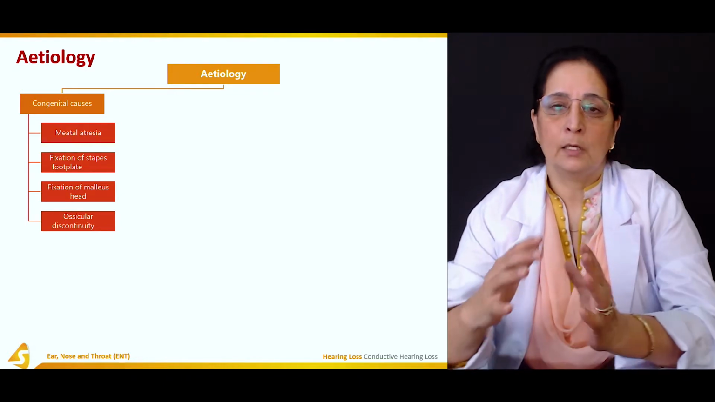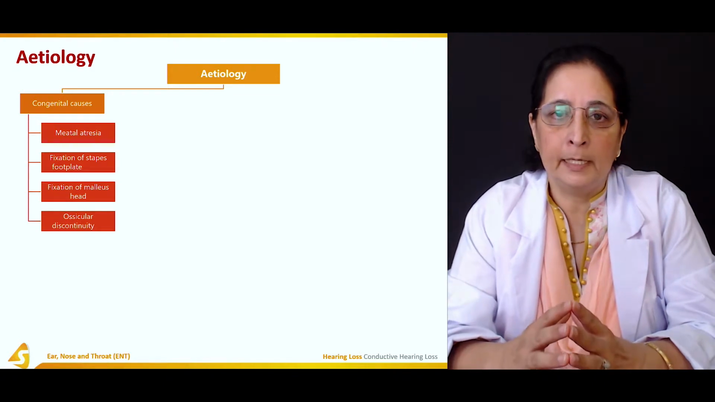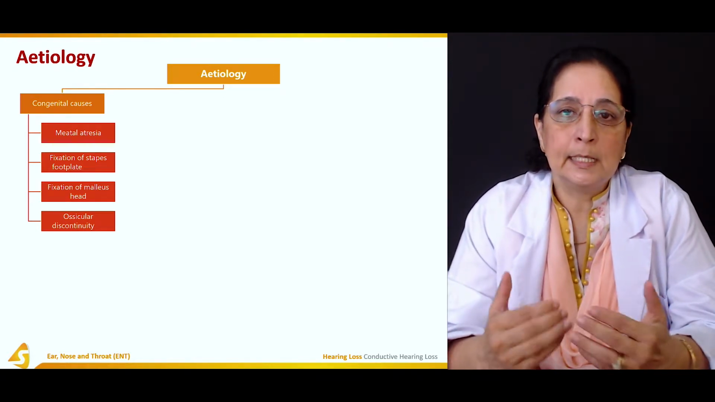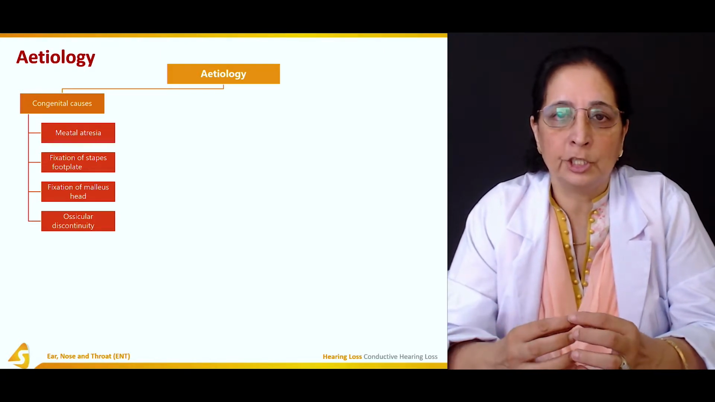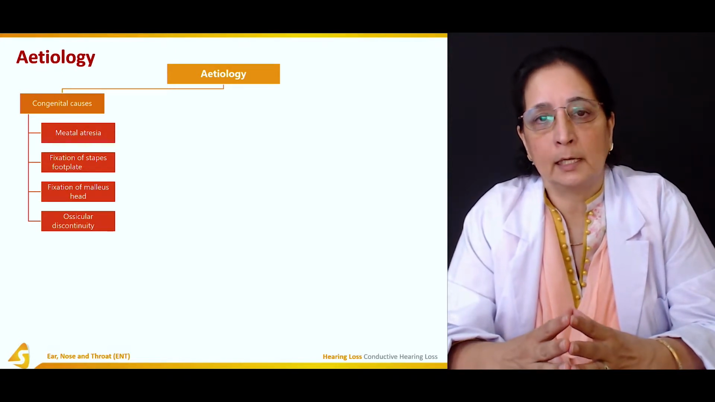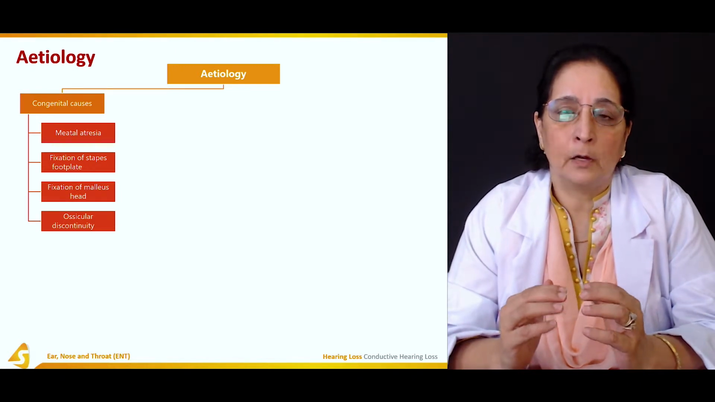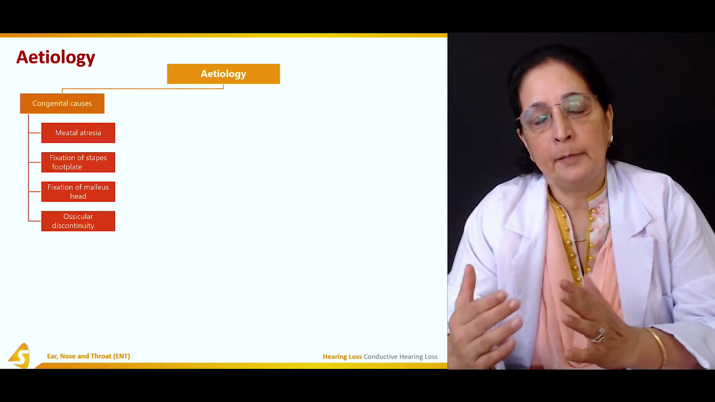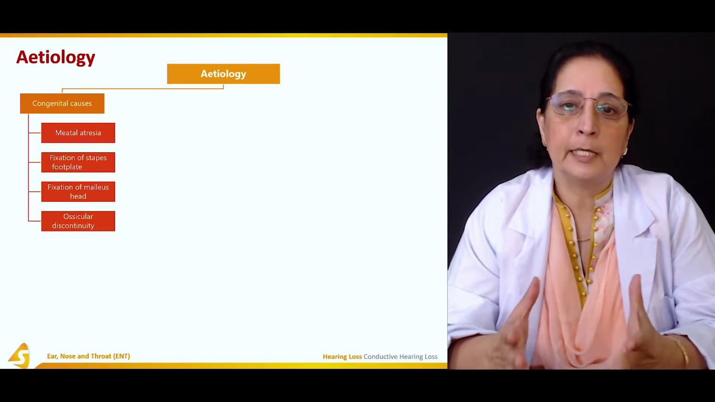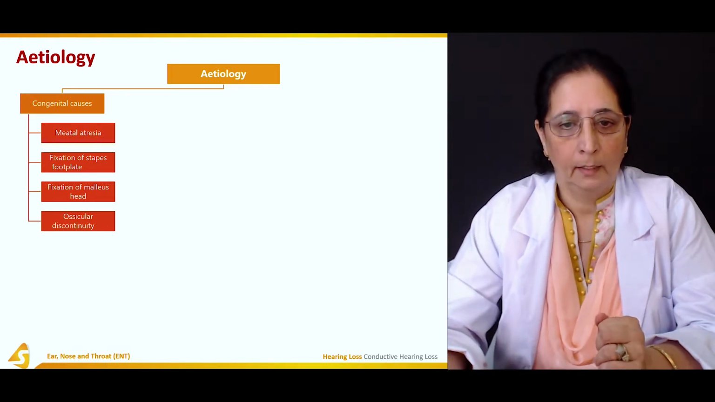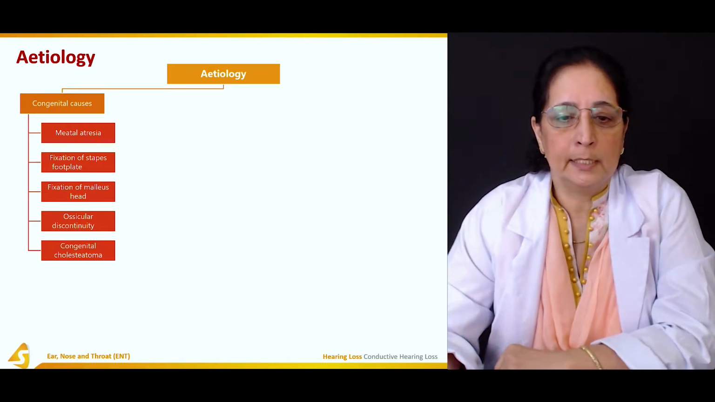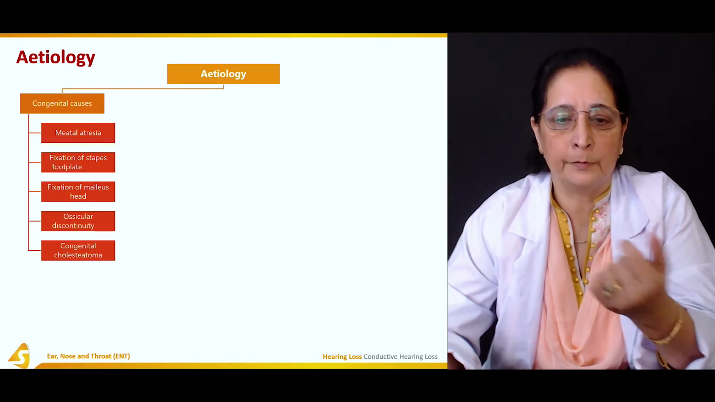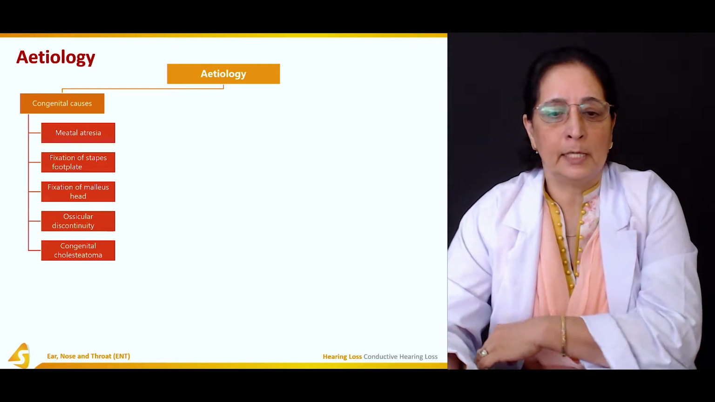Then ossicular discontinuity. Ossicles are the three bones present in the middle ear: the incus, malleus, and stapes. If there is discontinuity, or if they are not in continuation, that can also cause conductive hearing loss. Continuity of the ossicles is important for the vibration and transmission of sound waves from the tympanic membrane to the inner ear. So if the ossicles are not functioning properly, then there is hearing loss. Then congenital cholesteatoma, which is a small tumor or mass of deposition of cholesterol or wax.